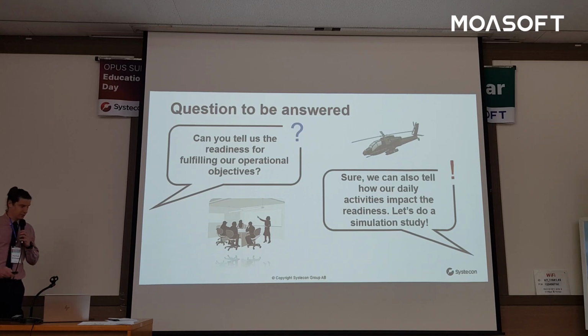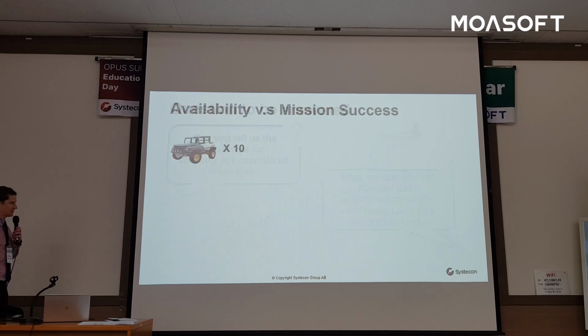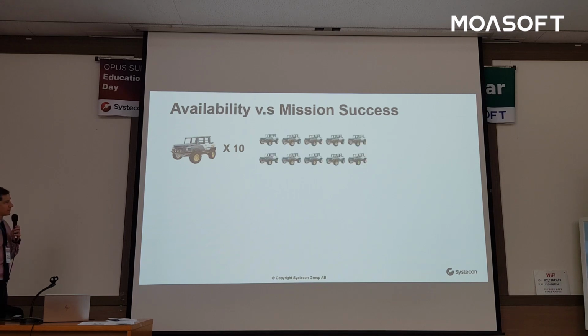And as you understand, there is something called missions in Simblocks as well. But if we just start by comparing availability and mission success. So we look at this truck here, and let's say that we have 10 of them in operation. Nice. And we know that the availability is 90%. It means that we have, on average, 9 of them available. There's always 1 in maintenance, okay? So 9 of them available, 1 in maintenance.